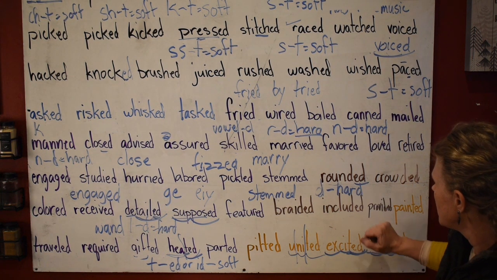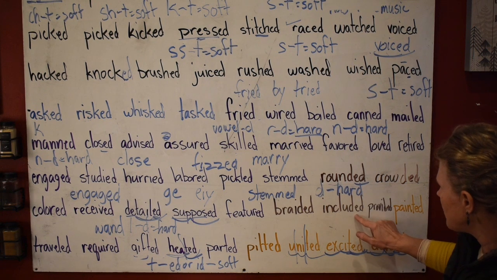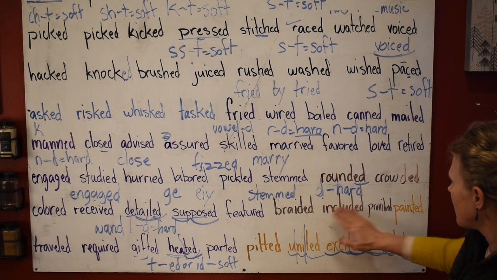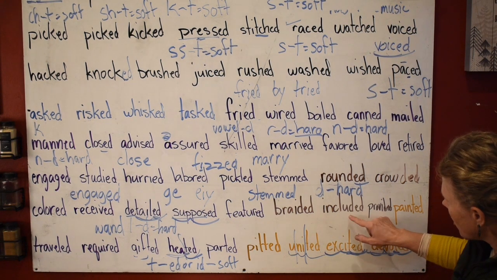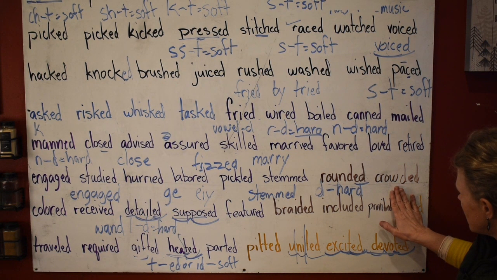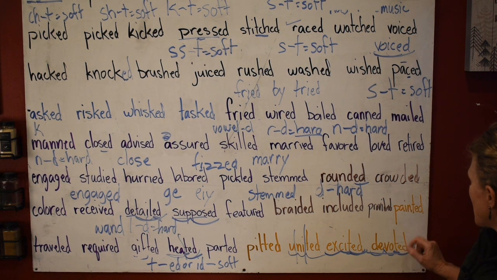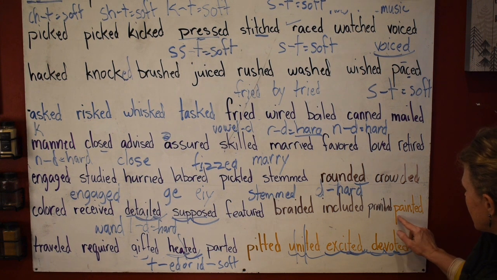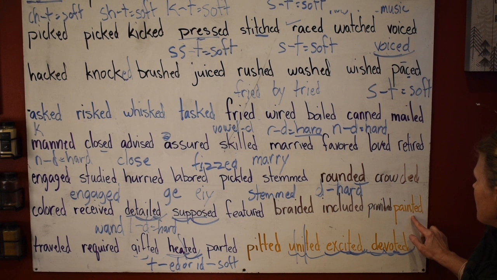Include is your base word. Drop the E and add on your vowel suffix. Include. See the hard D there? Provide. Provided. Oh, and here's painted. I didn't get this one. This is the soft T sound, hard D sound.